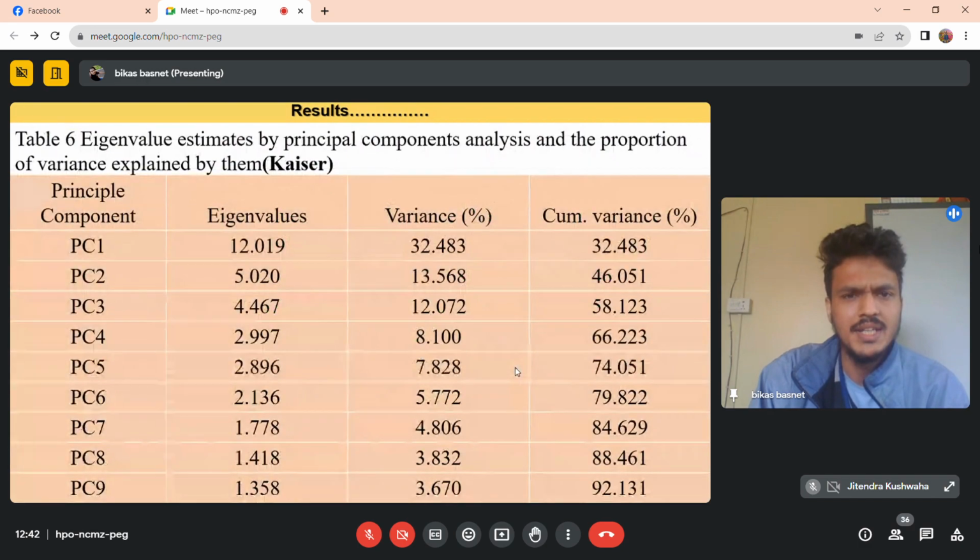And here, based on the Kaiser rule, this is a thumb rule that we have to select only those principal components which have the eigenvalue one and above.